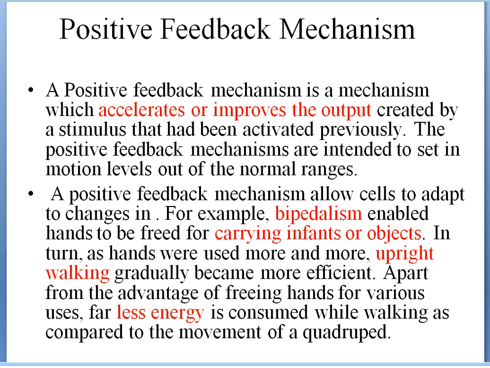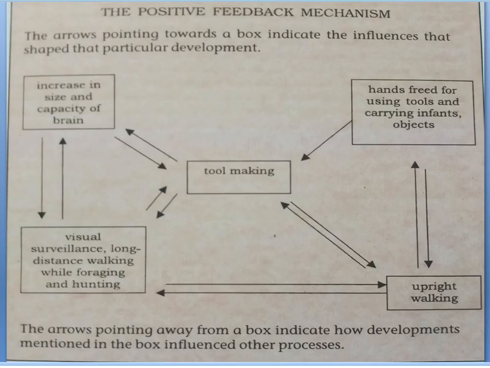A positive feedback mechanism is a mechanism which accelerates or improves the output created by a stimulus that had been activated previously. The positive feedback mechanisms are intended to set in motion levels out of the normal range. For example, bipedalism enabled the human hand to be freed for carrying infants or objects. In turn, as hands were used more and more, upright walking gradually became more efficient. Apart from the advantage of freeing hands for various uses, less energy is consumed while walking as compared to the movement of a quadruped. You can see and understand this system through this diagram, which is given in the NCERT book.